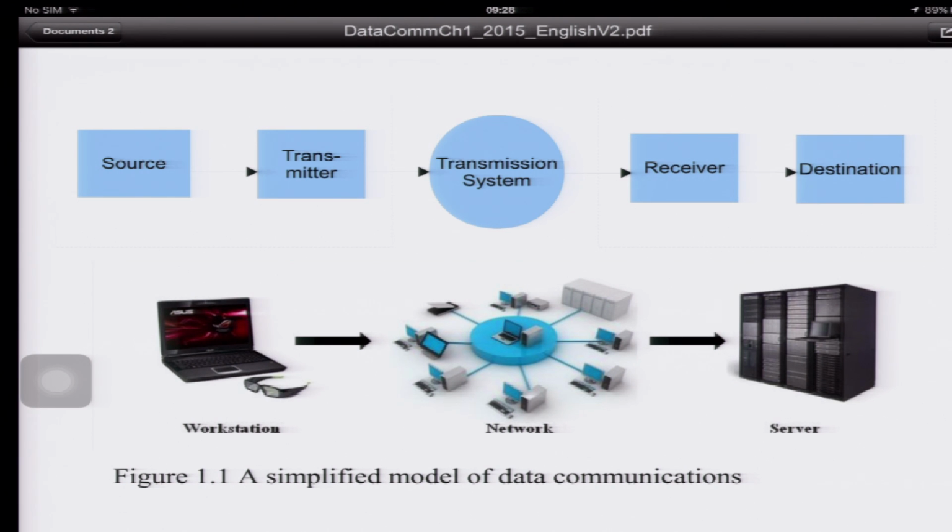The transmitter will change my voice or the image or the video into a form that can be transmitted through the transmission system. The transmission system can be anything: it can be only one link, from point to point, or it can be a network. And then at the end, the received signal will go to the receiver.